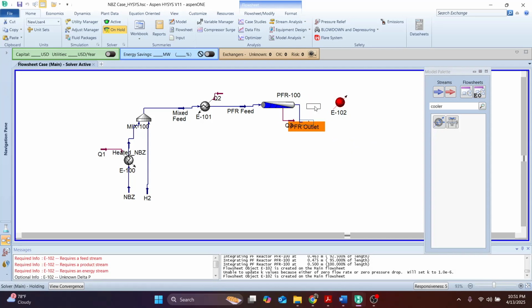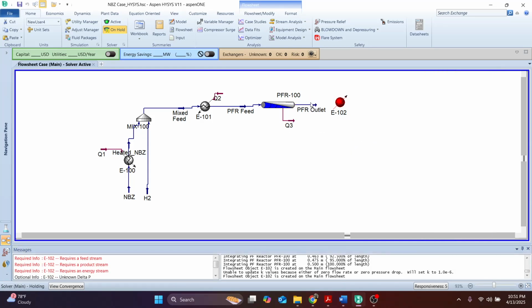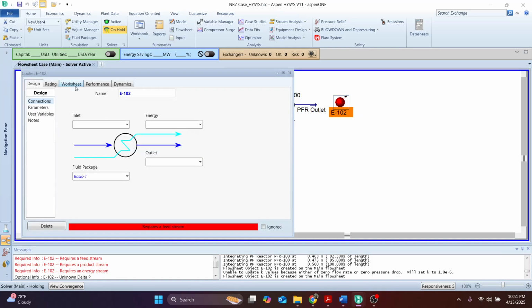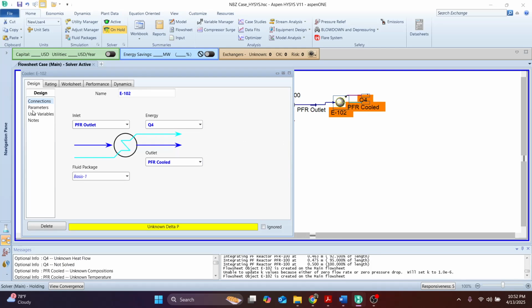Now that we have the outlet at 300 degrees, isothermal, we'll be cooling it down to 50 degrees. The inlet will be the PFR outlet. This one is Q4. The outlet is PFR cooled as a new stream. As we're going to assume a zero pressure drop, then delta P and then delta T, and the duty.